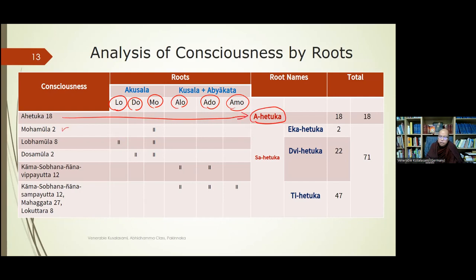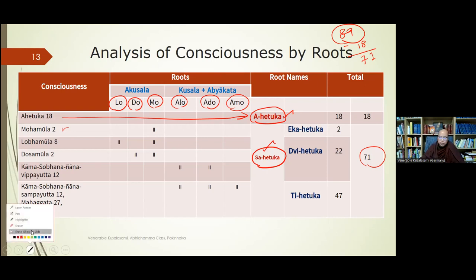This 18 is Ahetuka. So out of 89, minus 18, all the others, 71, are Sahetuka. Sahetuka means at least one root. So that's why 18 is Ahetuka and the other 71 is Sahetuka. This is just an introduction of some Pali words, because some Pali words you need to know. Only English is not enough. So Ahetuka, Sahetuka.